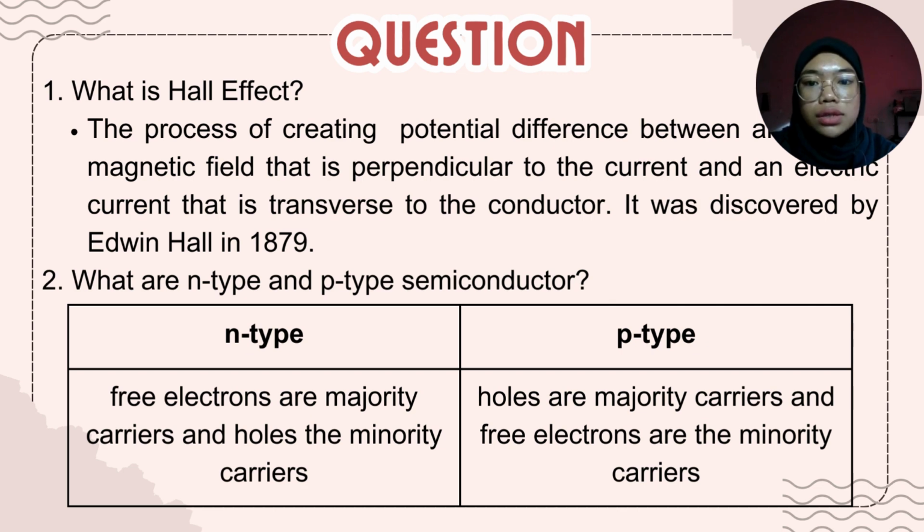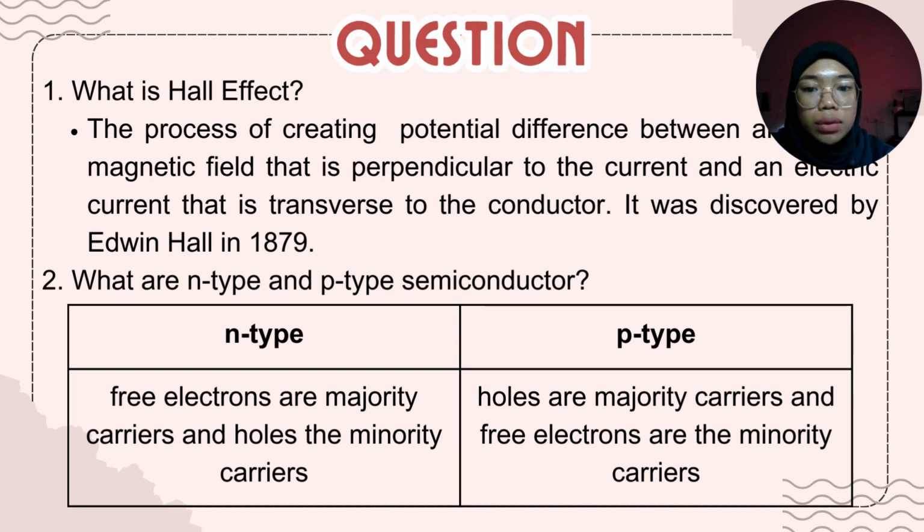For question number one, what is the Hall effect? Hall effect is the process of creating a potential difference between the applied magnetic field that is perpendicular to the current and an electric current that is transverse to the conductor. It was discovered by Edwin Hall in 1879.